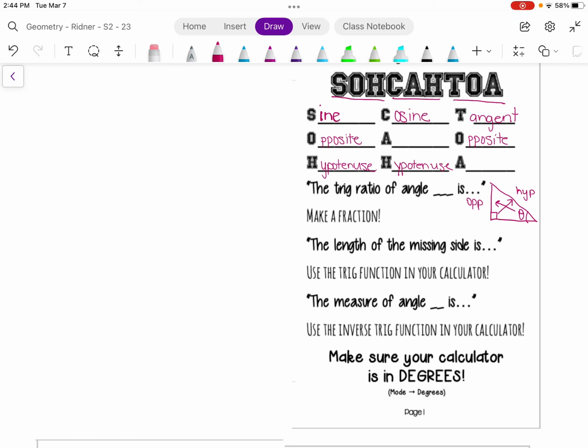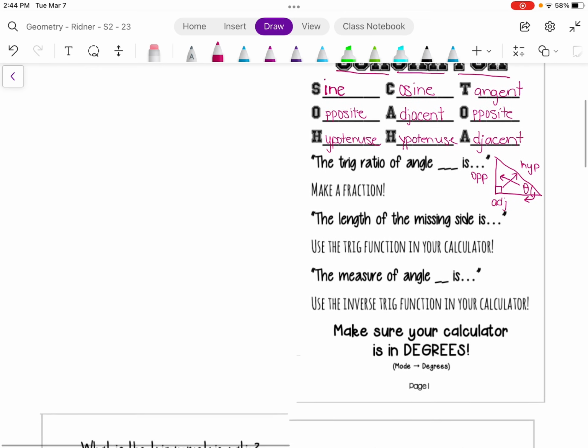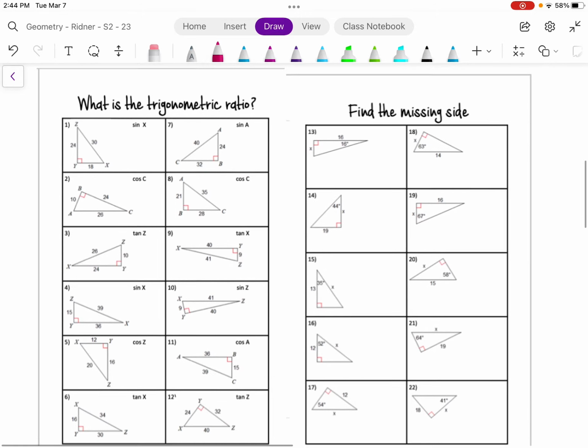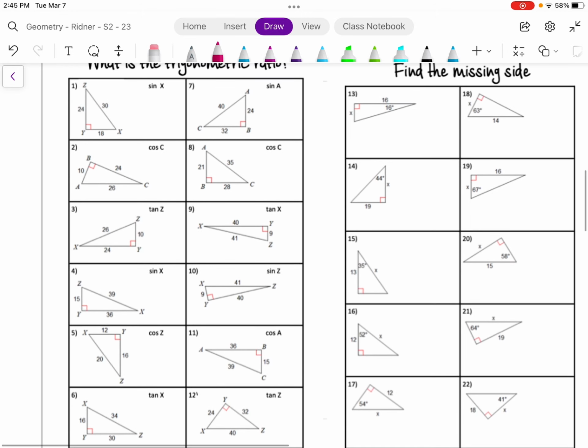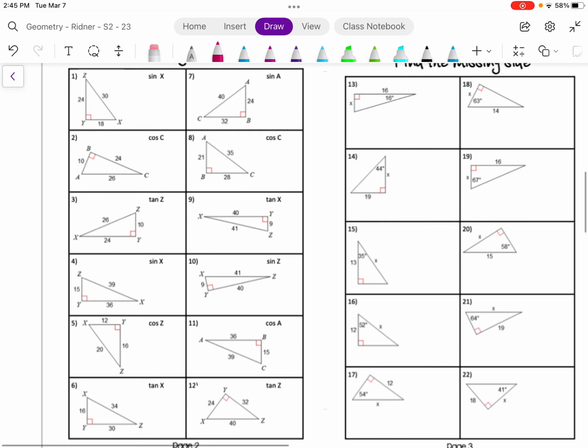And adjacent means next to. So it's always next to the angle, but it is not the hypotenuse. So we like to do the hypotenuse first and then the adjacent. Okay? So those are your words you need to know. Okay? And then we're going to make fractions out of those. So for part 1 here, we are only going to look at this first page here.